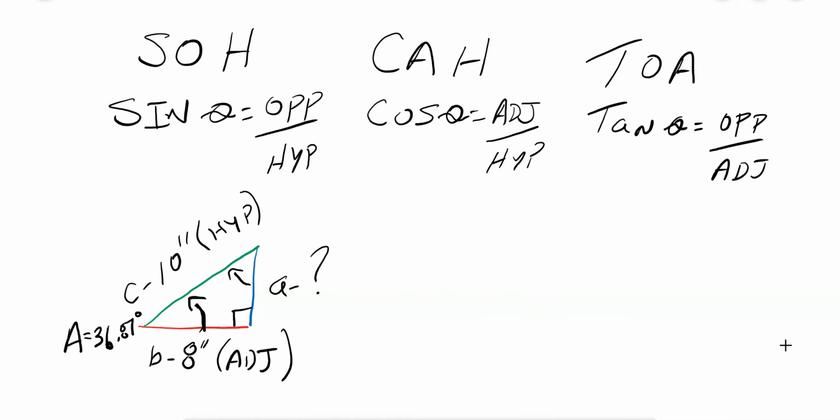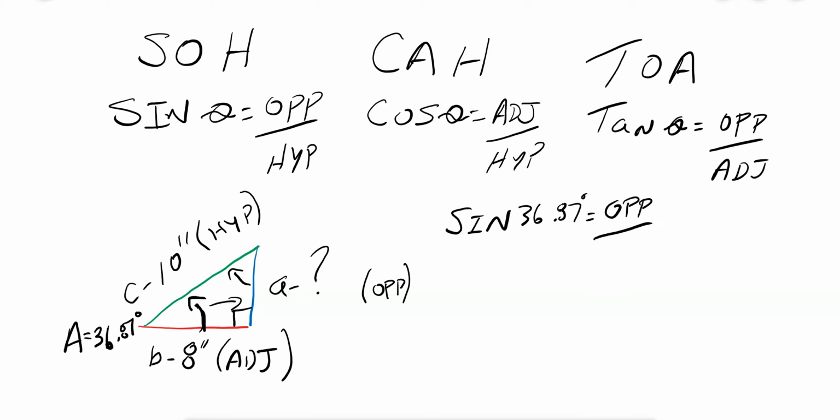We have an angle of 36.87 degrees, and we have a hypotenuse, and we're trying to find the side opposite that angle. So let's use our sine function. The sine of 36.87 degrees equals our opposite over our hypotenuse, which we know is 10. So we need to transpose this. We can move things, cross multiply, move things diagonally.